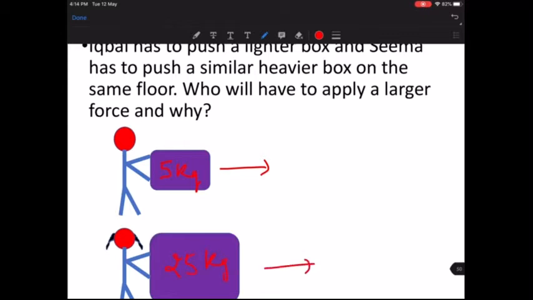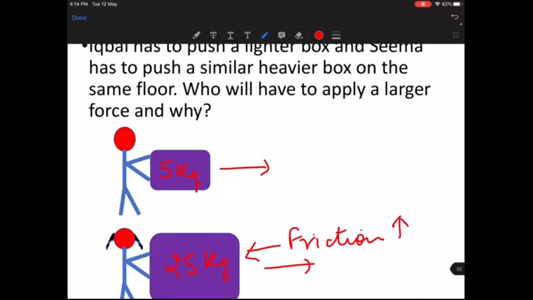So who will have to apply larger force? Obviously the one with the heavy box will have to apply larger force. So in this case, this girl Seema will have to push and apply more force. Again, why? What is the reason? The reason is that the heavy object will have more friction. The heavier the object, the more the friction. So the friction in this case is going to be very large.